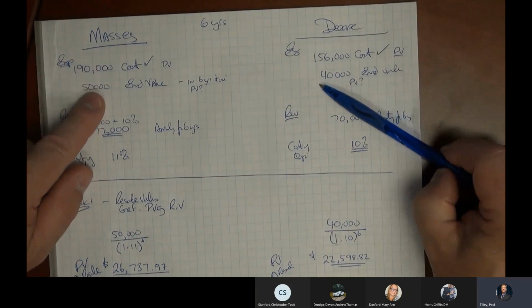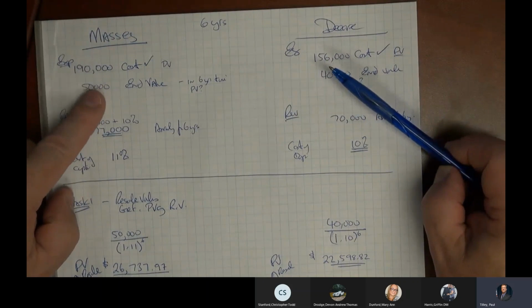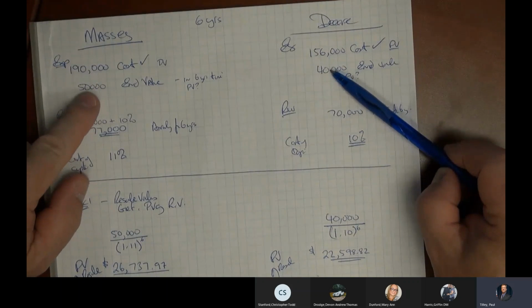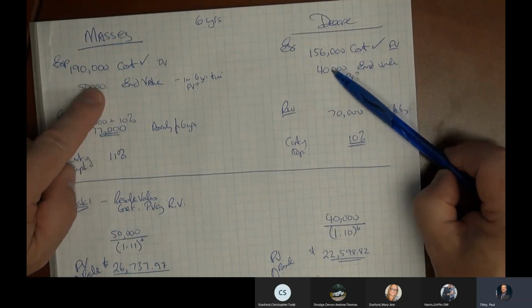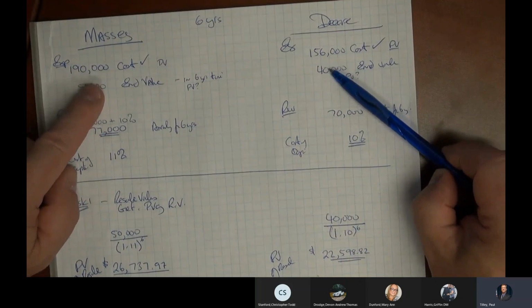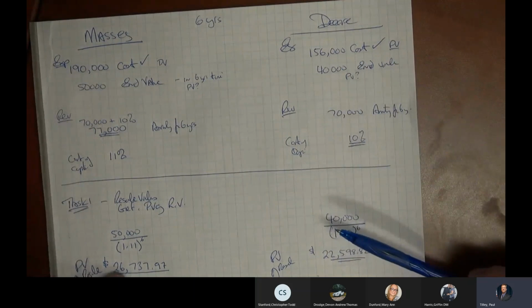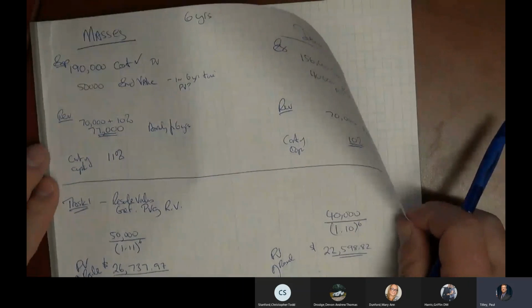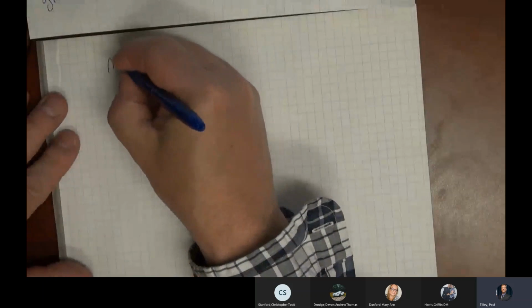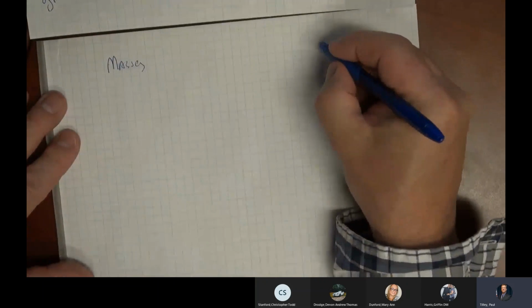We know, too, that in 6 years, we're going to sell this equipment, and we can get $50,000 for the Massey, $40,000 from the Deere. So what we need to do is to say, well, that $50,000 or $40,000 is coming in 6 years' time. How much is that worth right now? What's the equivalent value of those amounts right now? Well, using our calculation, it is $26,737 and $22,598. So right now, I'm doing this for the Massey and the Deere.